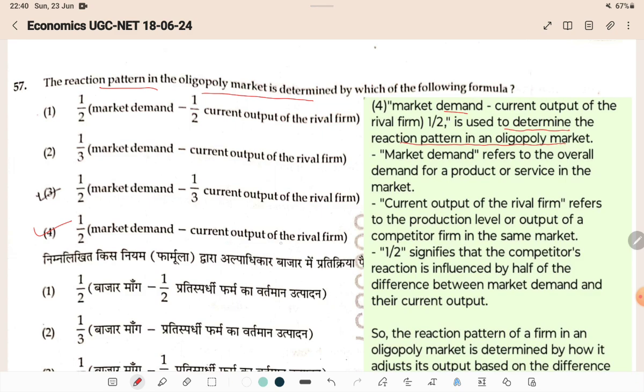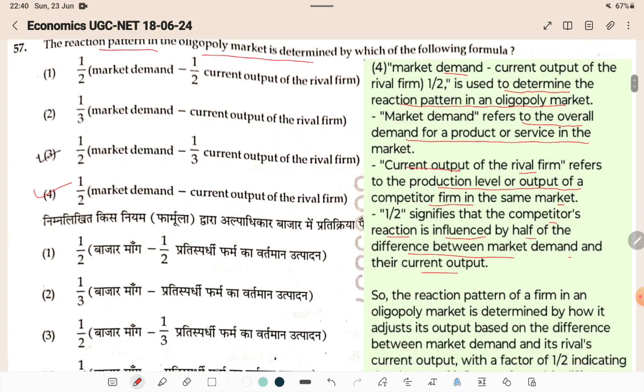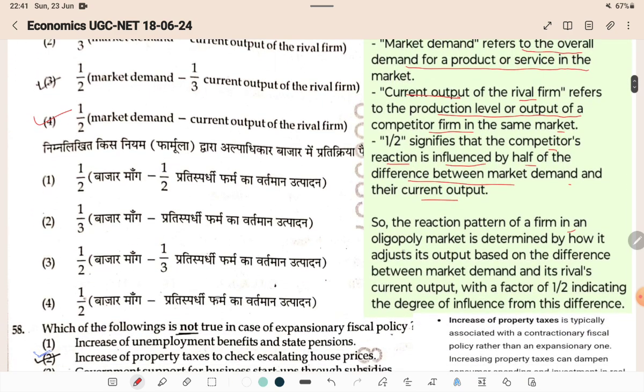Market demand minus current output of the rival firm. Market demand refers to the overall demand for a product or service in the market, and current output of the rival firm refers to the production level or output of a competitive firm in the same market. The 1 by 2 signifies that the competitor's reaction is influenced by half of the difference between market demand and their current output. So the reaction pattern of a firm in an oligopoly market is determined by how it adjusts its output based on the difference between market demand and its rival's current output, with a factor of 1 by 2 indicating the degree of influence from this difference.